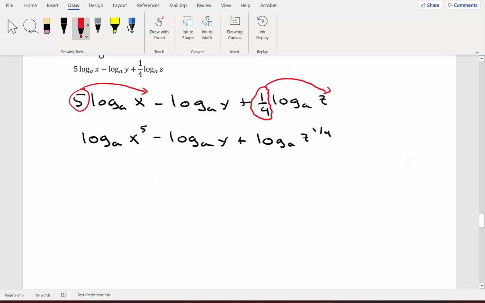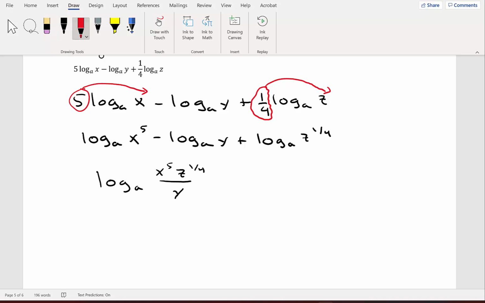Now, previously I mentioned whatever was positive was going to be in the numerator of the fraction, whatever was negative was going to be in the denominator. Okay, so I could work this problem out a little bit easier if I know that fact. So this is positive and this is positive, which means x to the 5th and z to the 1/4 are going to be in the numerator of my fraction. And since this is negative, that means my y is going to be in the denominator. Okay. So I have log base a of x to the 5th times z to the 1/4 divided by y.